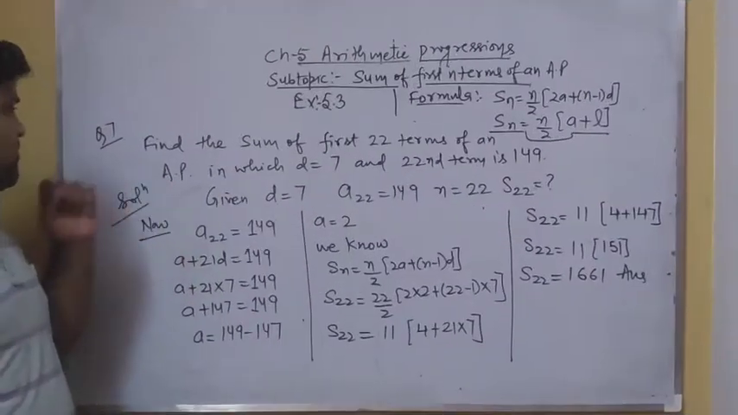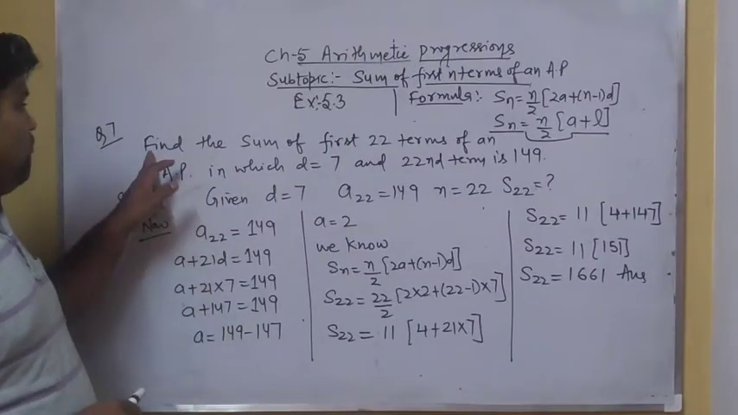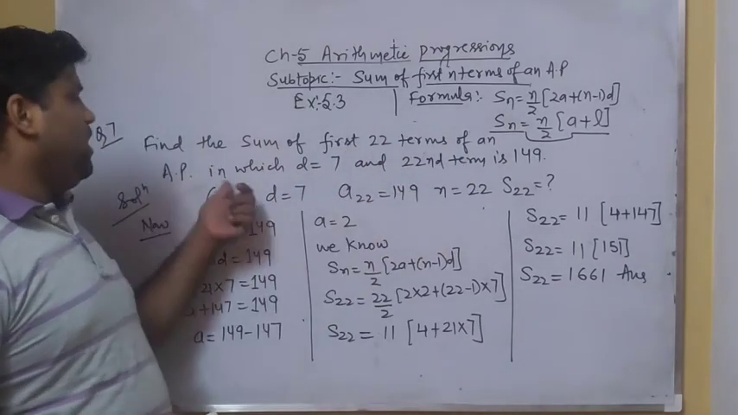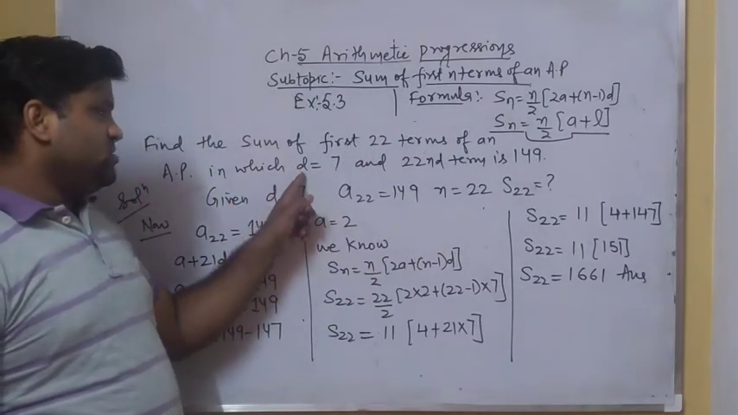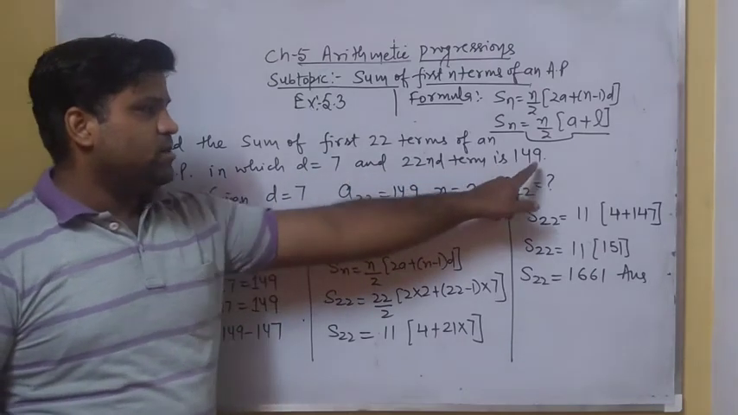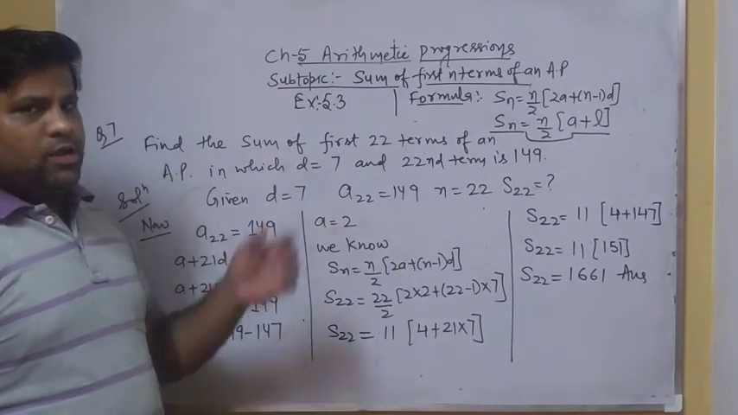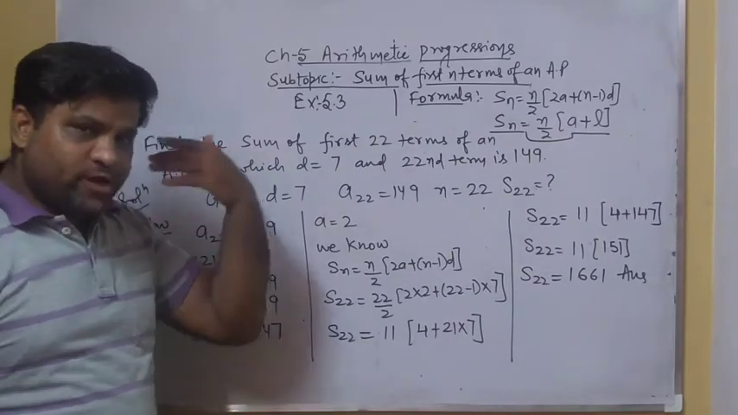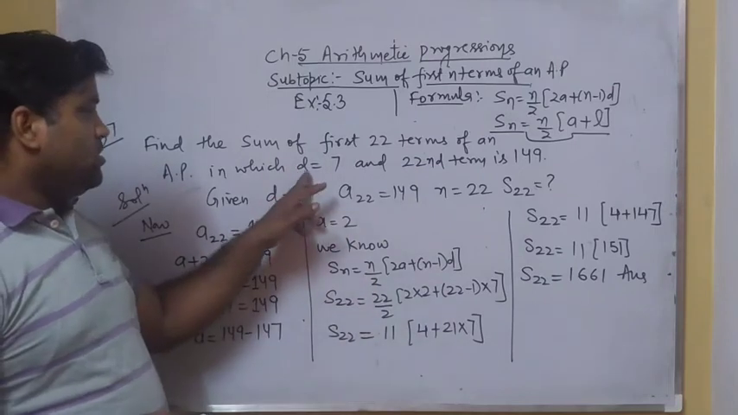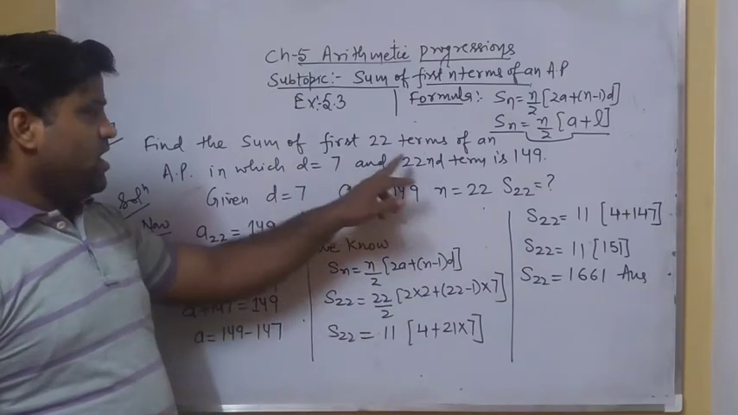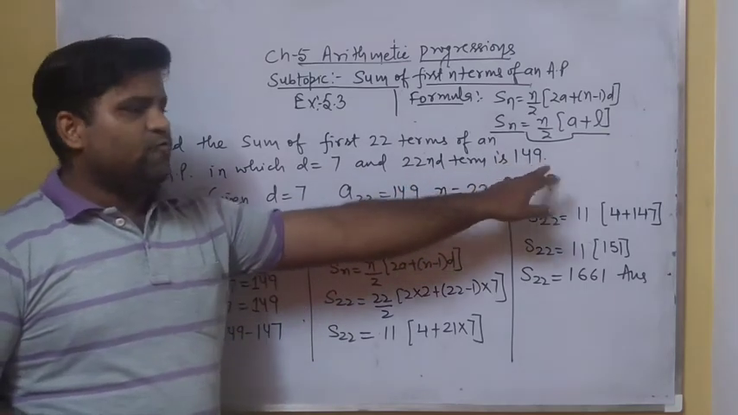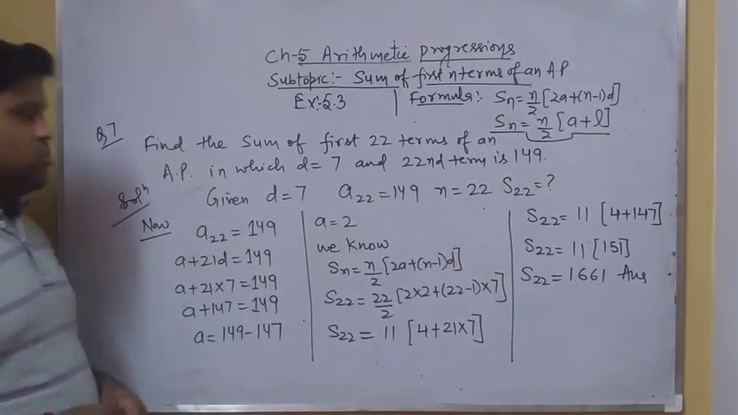Question number 7 of exercise 5.3. Find the sum of first 22 terms of an AP in which the common difference is 7 and the 22nd term is 149. Here in the question we have to find the sum of 22 terms, where we are given the common difference, which is equal to 7, and the 22nd term is 149. Now let us come to the solution.